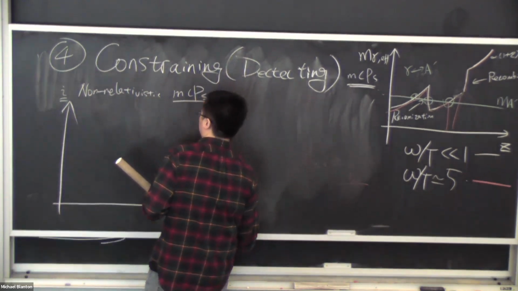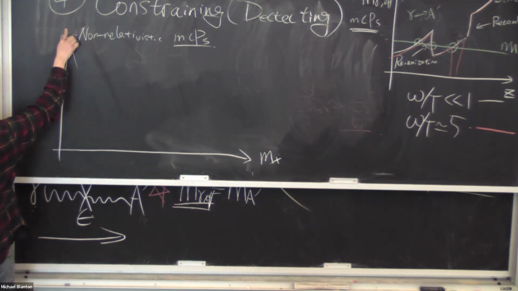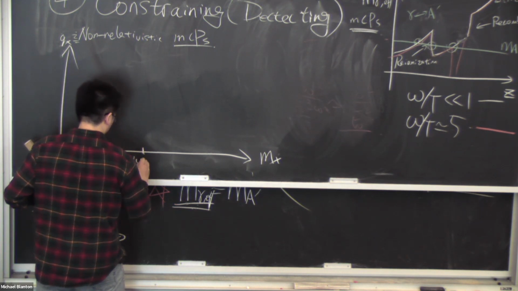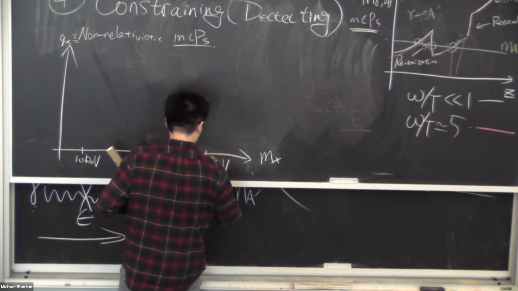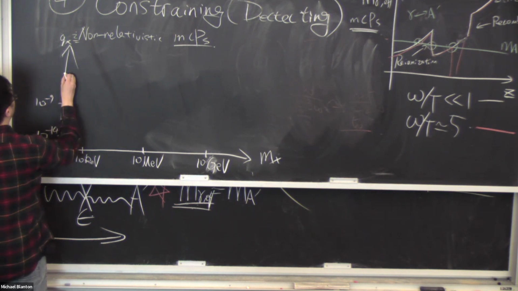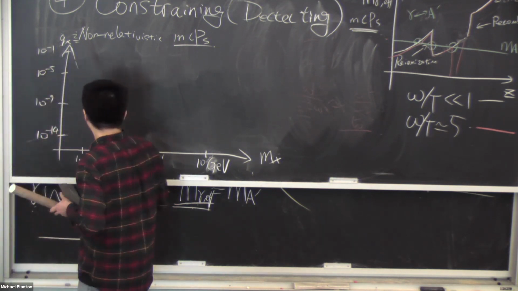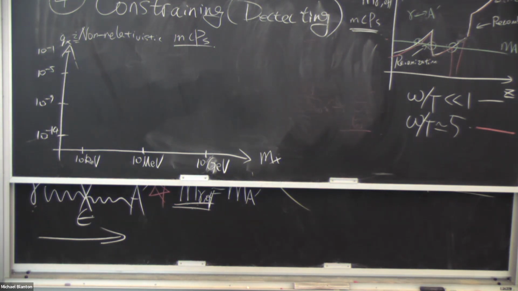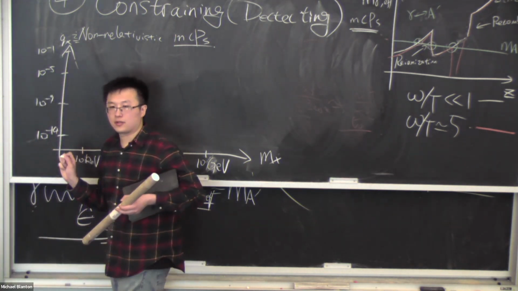The x-axis here is the Millicharged mass. The y-axis is the Millicharge. Let me give some benchmark values to help me do the plot. Oh, the y-axis is just no unit. This is Millicharge, so in natural units it's just one unit.